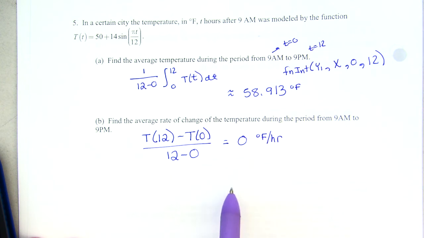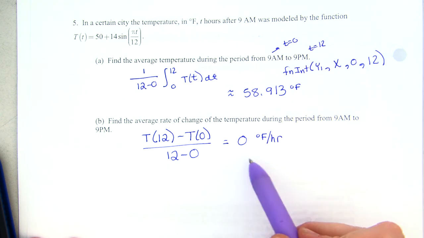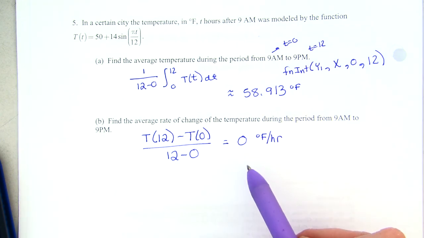Why does this make some sense? That the average rate of change between 9 a.m. and 9 p.m. is 0. Your temperature is going up, but then later it's going down. It's going down the exact same amount that it went up. Those changes have canceled each other out. That's the idea. It's not saying the temperature is not changing, but it's saying on average, the increases cancel out the decreases.